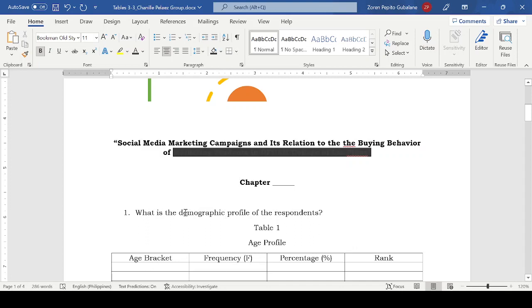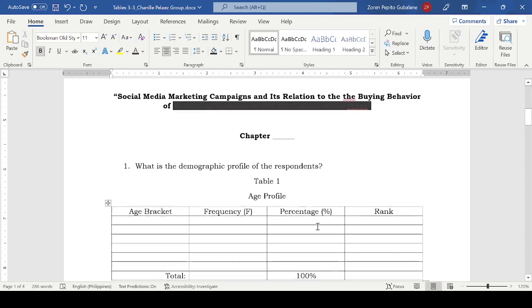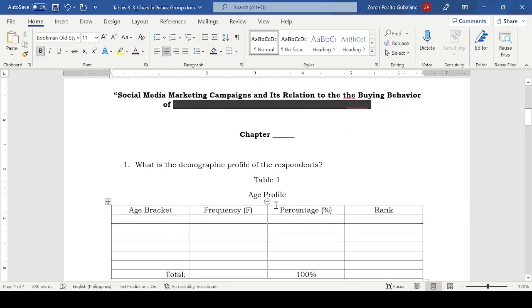So as beginners, we require them to first write the statement of the problem. So isusulat muna nila yung statement of the problem and then come up with a table or chart or graph to present the data. So in this case, we will be using a table.